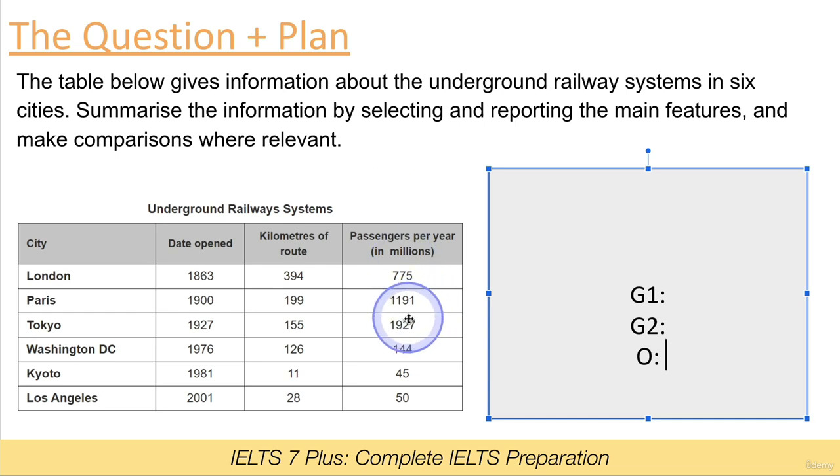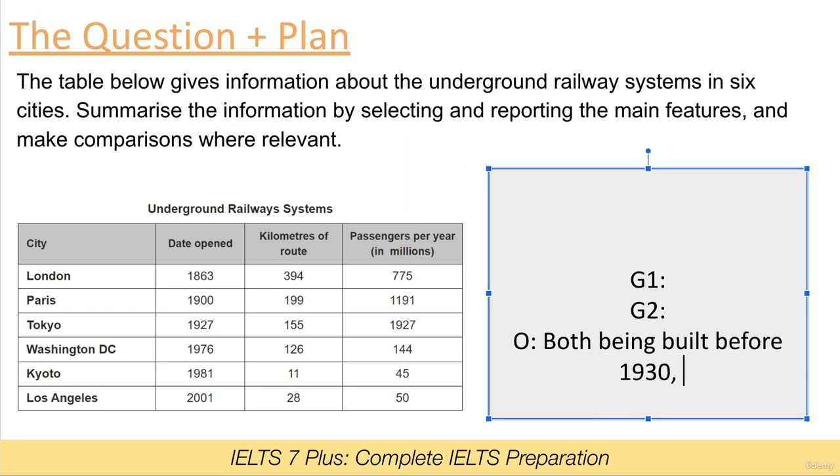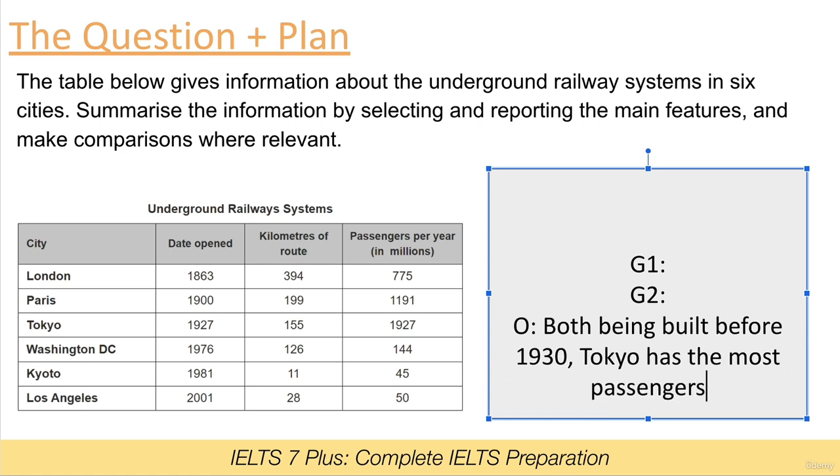So we could talk about Tokyo having the most passengers, and Paris, actually, followed by Paris, even though they were built a long time ago. So both being built before, we could say, 1930. Tokyo has, and we're looking at, this doesn't have a year, so we're going to use present tense. Tokyo has the most passengers, closely followed by Paris.